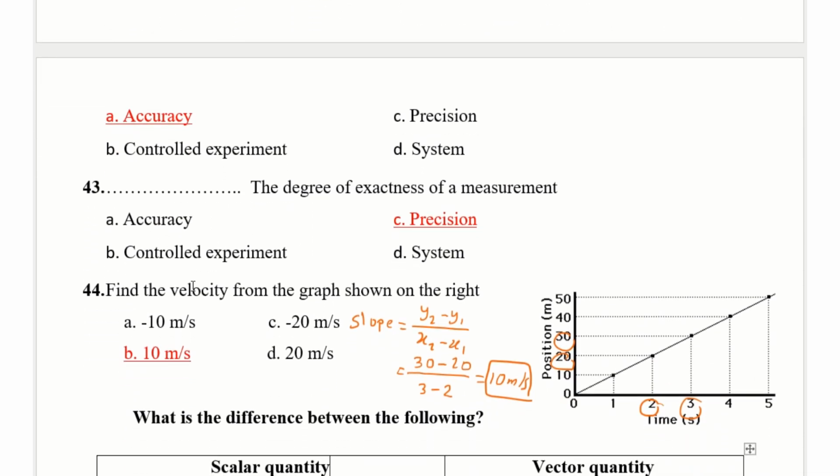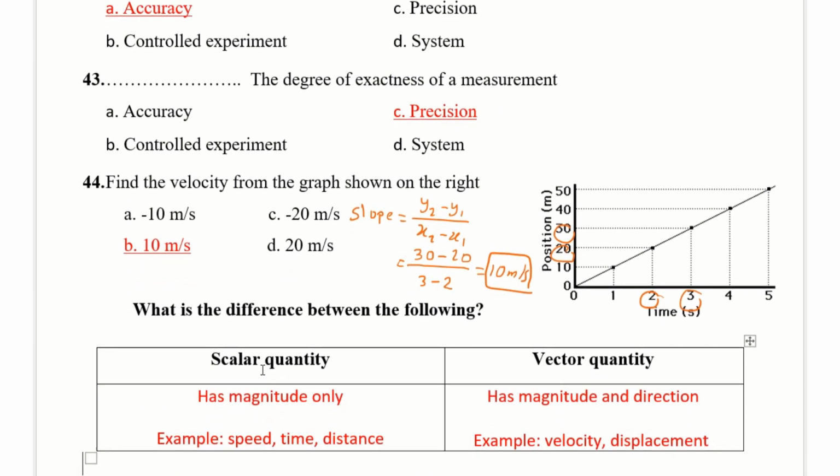Okay, we have the last question. Find the velocity from the graph shown on the right. So you have this straight line. You have to find the velocity. How will you find the velocity? By the slope. So slope equals what? y2 minus y1 over x2 minus x1. It could come as a solving question, not only choices. So y2 minus y1 divided by x2 minus x1. You just substitute, and you will get 10 meter per second. So it's P.